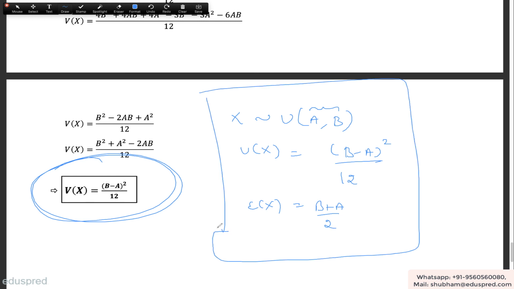Okay, it's a good idea to remember these formulas because in some of the questions you may have to use these formulas directly. So just remember that whenever you're working with a uniform distribution, the expected value of x is just the average of these two numbers, and the numerator of the variance of x is the square of the distance between these two. So the distance between these two is b minus a, so the numerator is b minus a whole square, and the denominator is 12. Okay, so these are the formulas that we have, and that's it for this question.